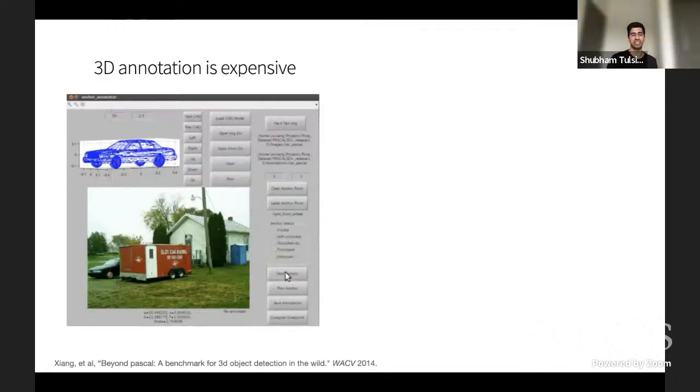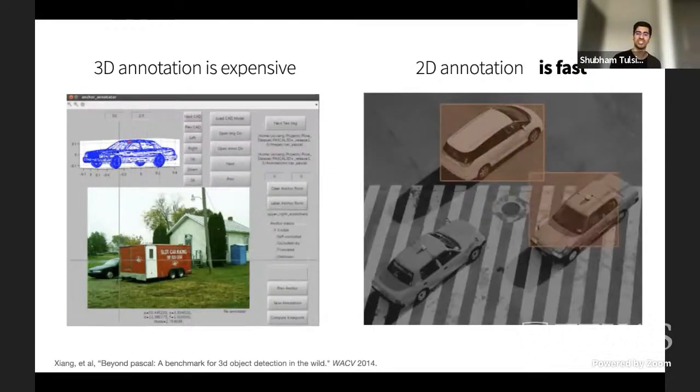For example, it takes over a minute to annotate one particular instance. In contrast, the process of 2D annotation, which is drawing 2D bounding boxes, or maybe just drawing coarse segmentation masks, is extremely efficient and extremely fast, and is much more scalable than having to rely on 3D annotations.